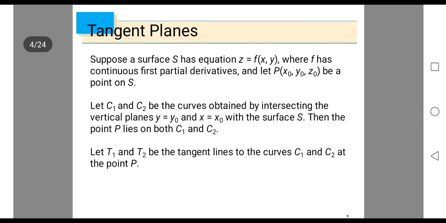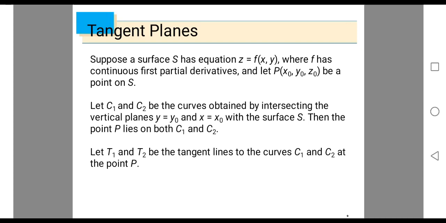A tangent plane touches the surface at exactly one point within our neighborhood. This is the general idea; we just have to know that. How do we play with tangent planes? It says that suppose a surface S has equation z equals f of x, y, where f has continuous first partial derivatives, and let P, the point which has x naught, y naught and z naught components, be a point on S.